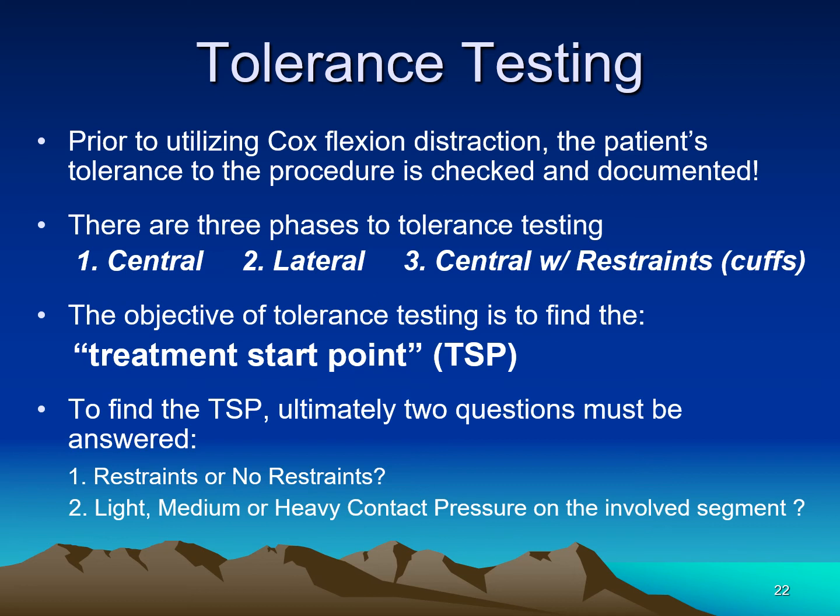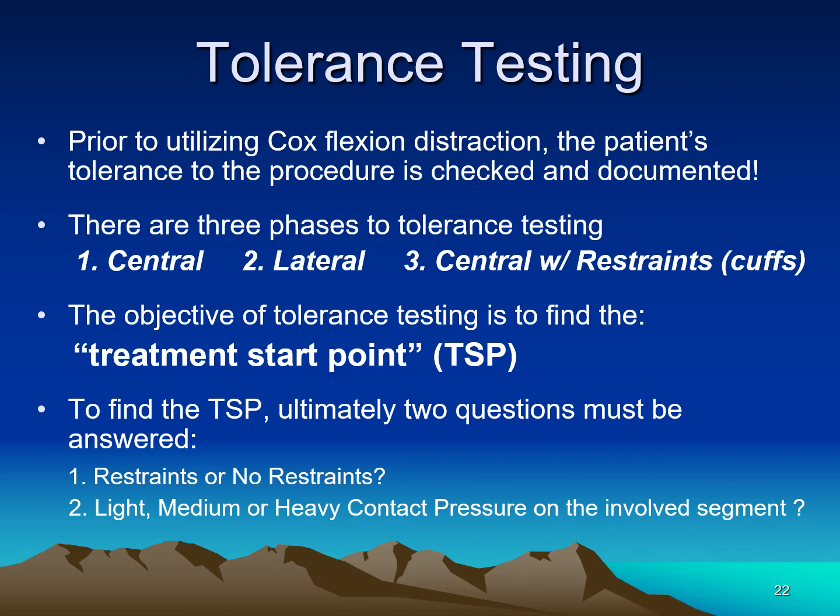But basically, this is not a treatment procedure. This is a preparatory and an investigative procedure. So basically, prior to utilizing Cox flexion distraction or using the table to perform distraction, the patient's tolerance level to the procedure is checked and then well documented. And this gives you what we call a treatment start point. And of course, everyone is going to have a different one based on the severity of their condition and their pain tolerance level. There's 3 phases to tolerance testing. You have central, lateral, and then central repeated again with the restraints, the ankle restraints or the cuffs on.